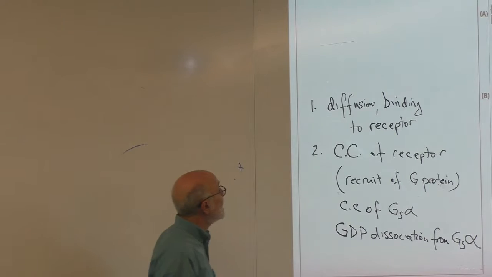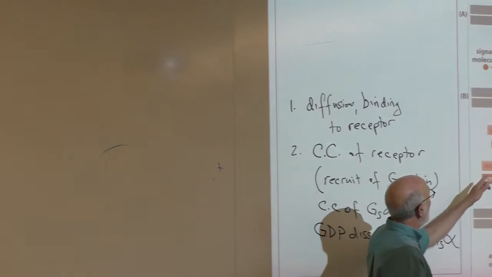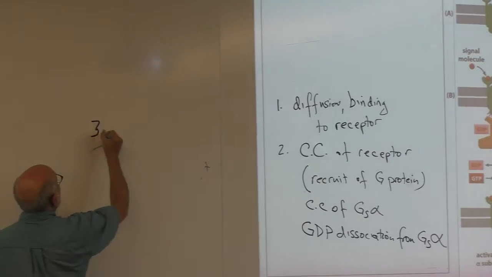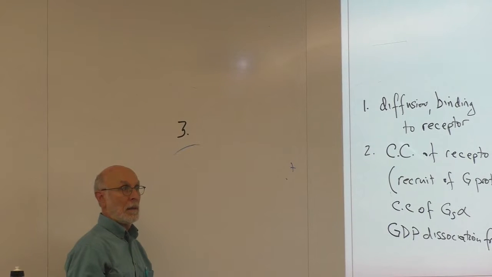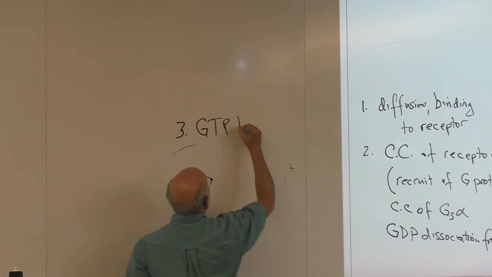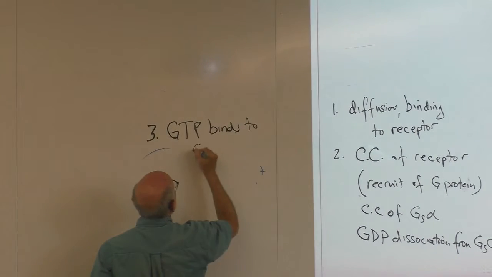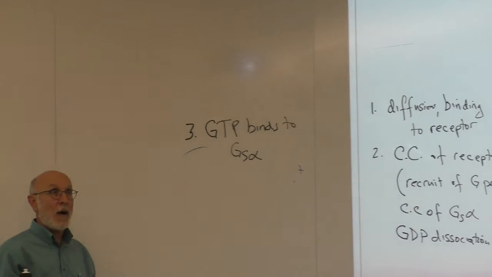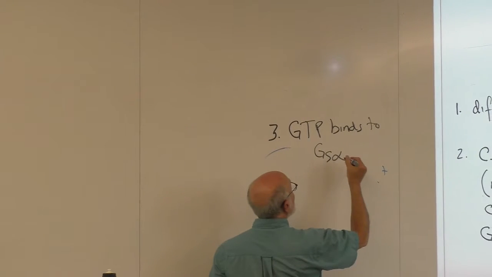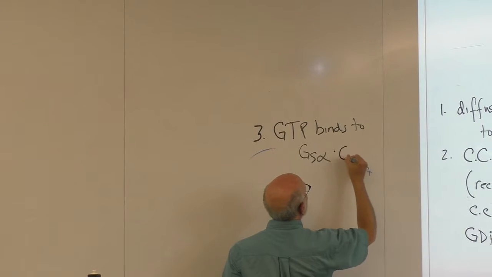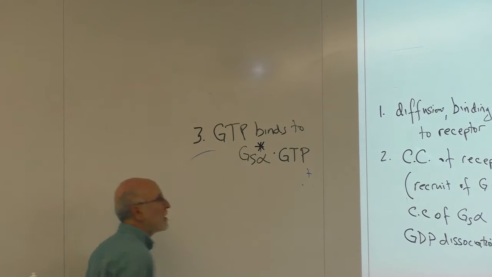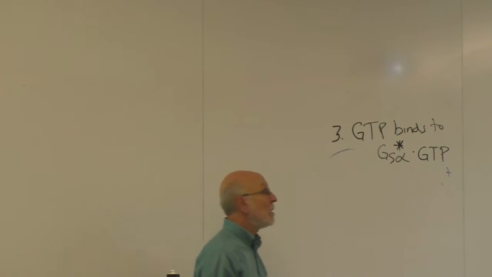Okay, GDP dissociation. So now we're moving into here. This is GDP dissociation. What happens then? GTP binds. GTP binds to GS alpha because the site is now available and it's got a high affinity for GTP. So you could call it GS alpha dot GTP now, so it's bound to GTP, or you could just say GS alpha star to indicate that it's the activated conformation of the GS alpha.